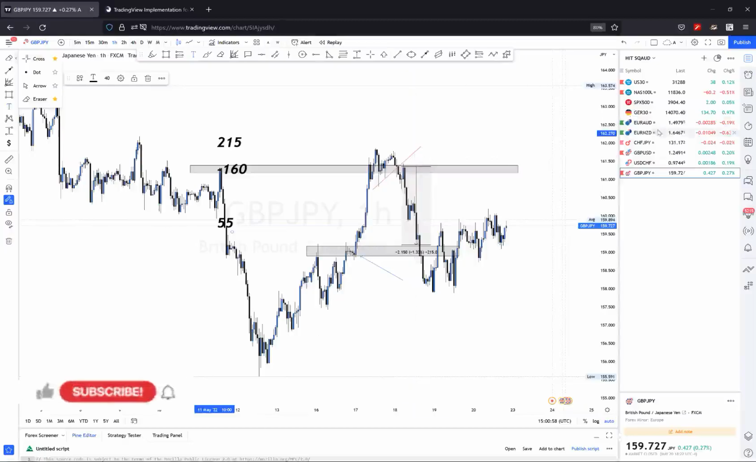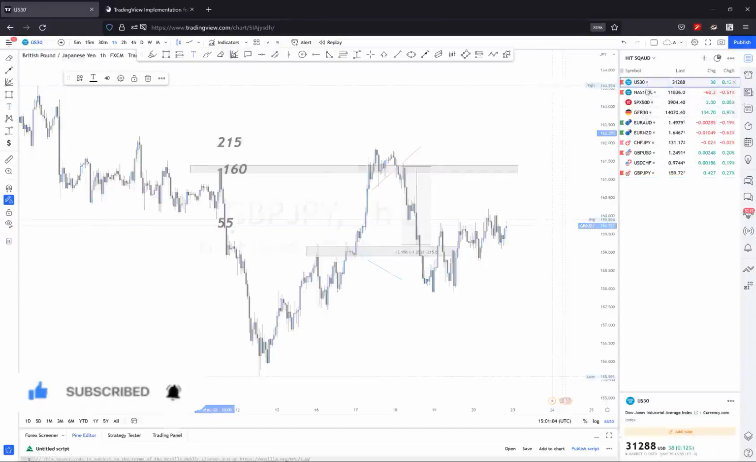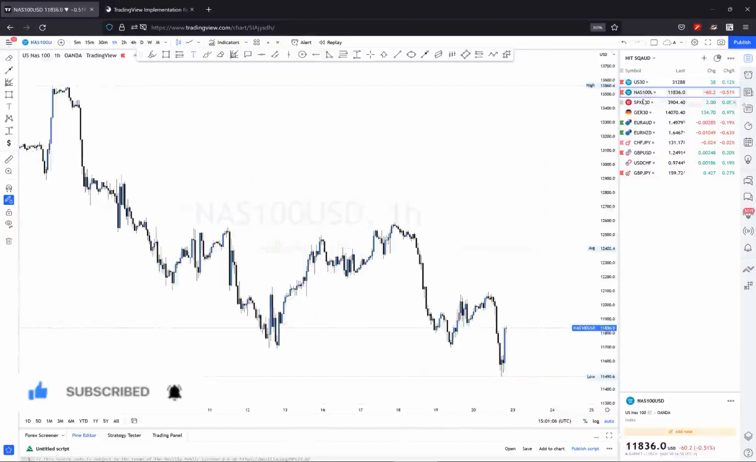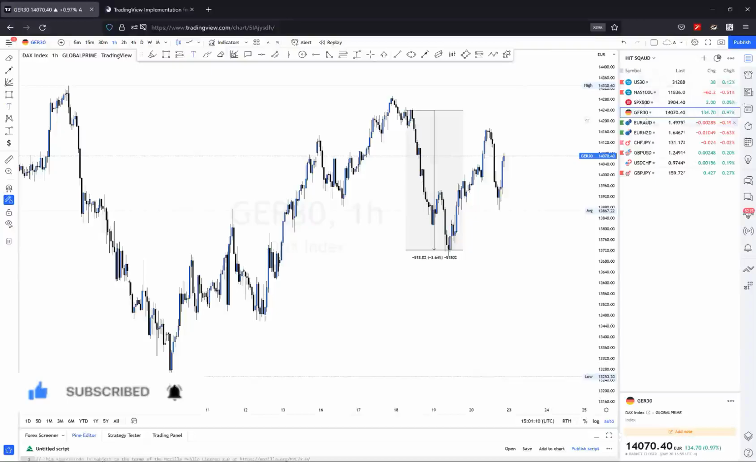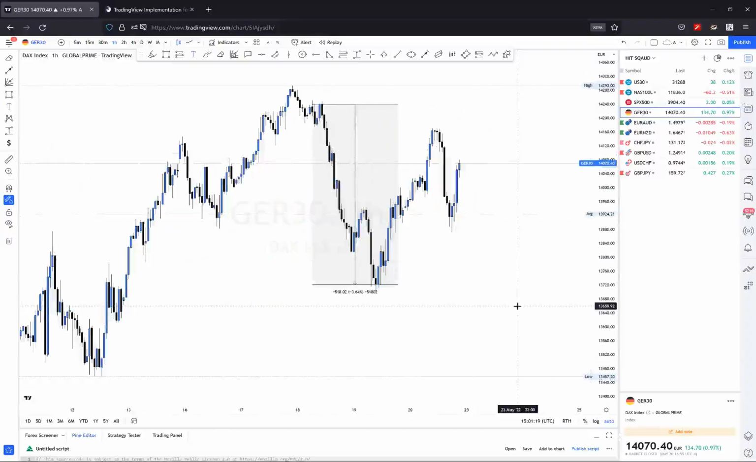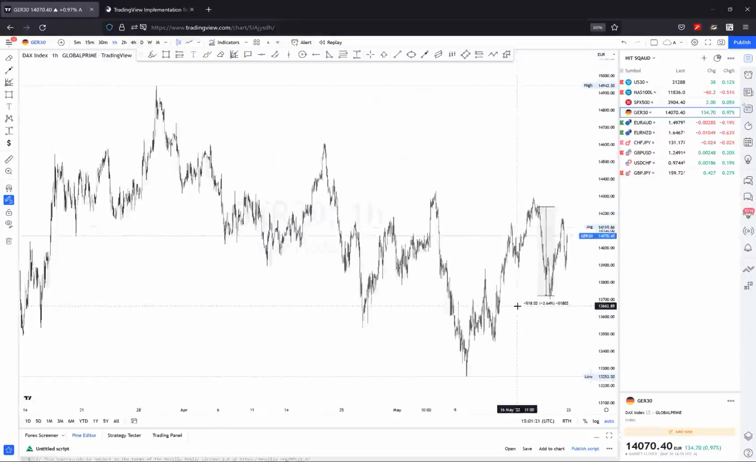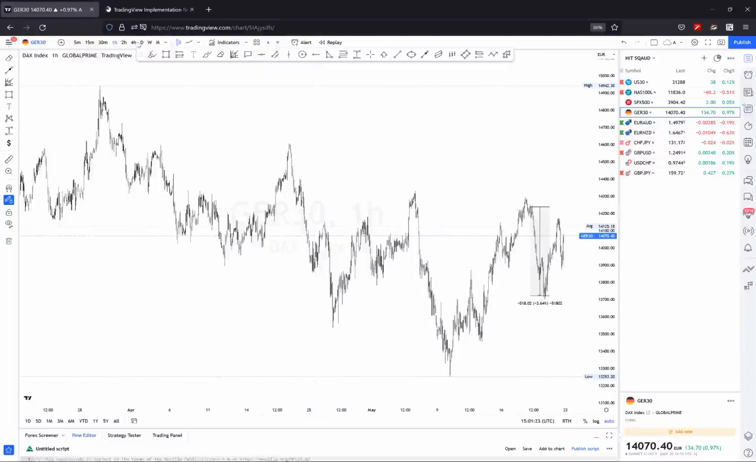And the other trades I took were on the 4 indices: US 30, NAS 100, S&P 500, and then German 30. For the indices, I posted all of them on my IG. They were all posted on my IG before they dropped. So what was the idea behind this trade?